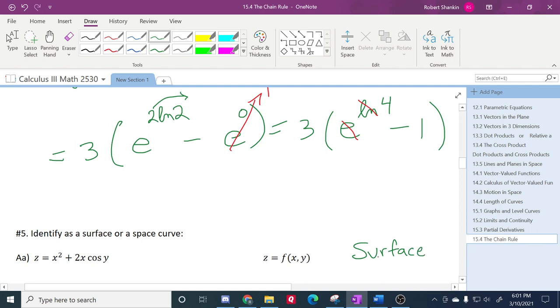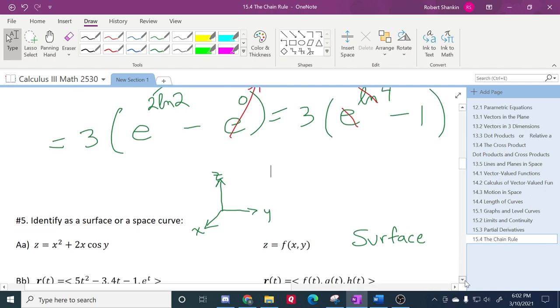How do I know it's not a space curve? How do I know it's a surface? Because every single point on the floor, which is the XY plane, is going to get a height associated with it. You can pick any XY coordinate, and then you'll get a height associated with it. You build the dirt up to that height. Cover the dirt with a tarp. That tarp is the surface. Visual representation of our surface. Okay, let's go to the next one.